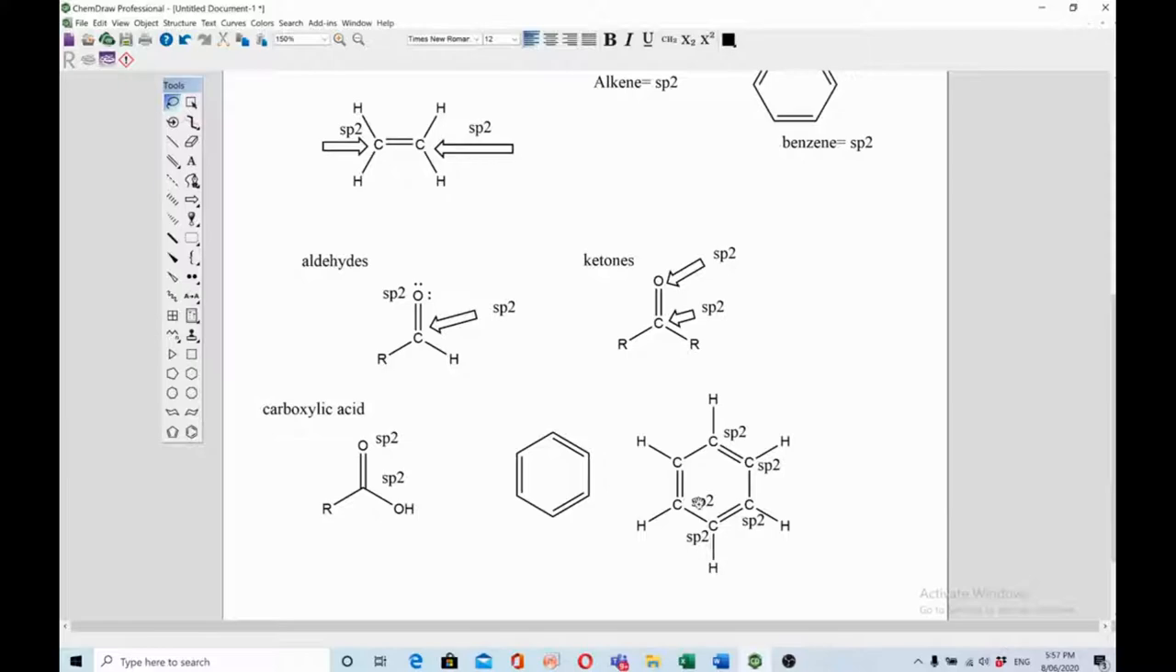Remember this. That's why this compound is aromatic, and that's why finding the hybridization is important. You can predict the nature of hybridization, and then you can tell the acidity and aromaticity of the compound.